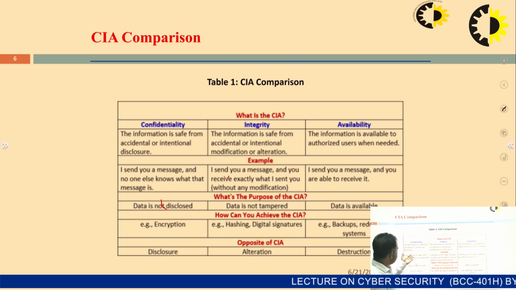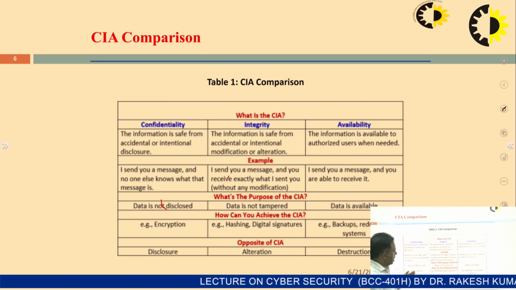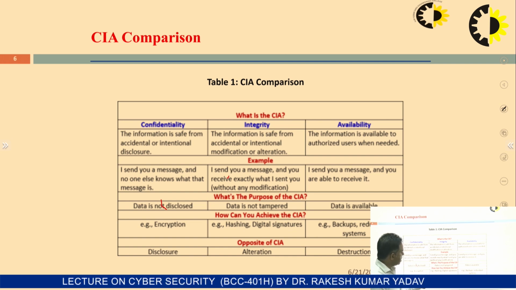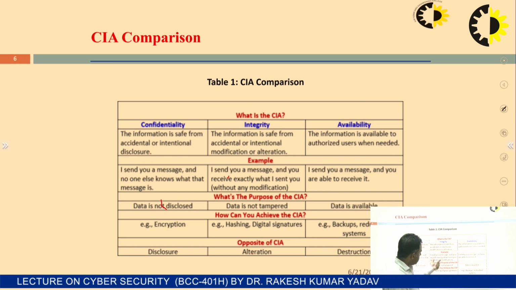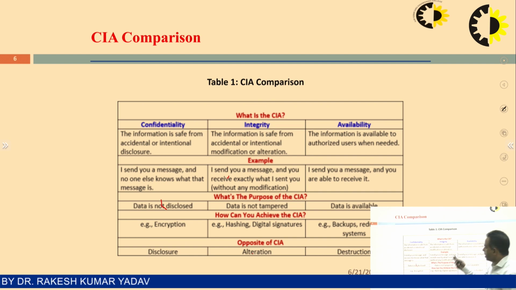Here the meaning is that data is not disclosed to any unauthorized person or attacker. The opposition is disclosure, that is, whoever discloses that particular thing. Protecting the data from being unaltered, here alteration is the opposition of integrity, and destruction is the opposite of availability. So this is the terminology in a table where we compare the CIA. This is a very important thing in cyber security.